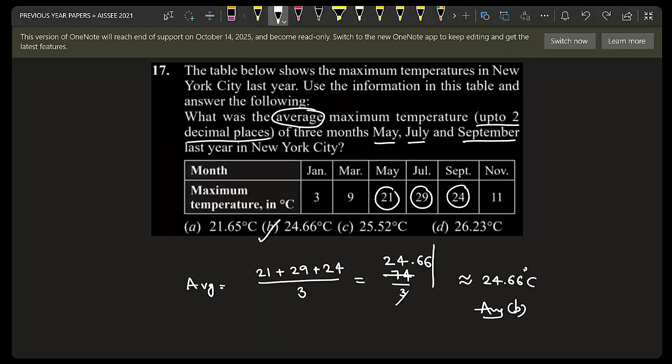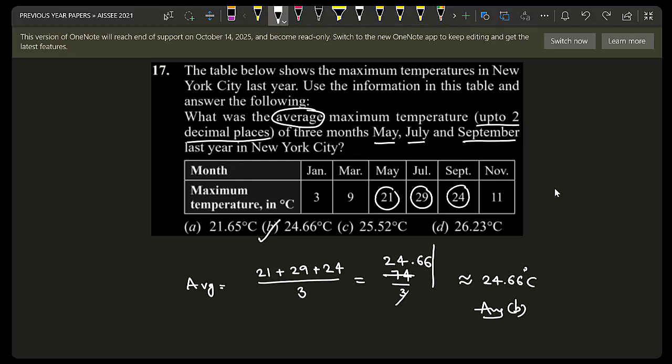Vihan? Sir, what is the 24.66 degrees Celsius? After the decimal, you don't call it 66. After the decimal, each digit you have to call separately. 24.66. Sir, what does this symbol before 24.66 mean? Approximately equal to. It is not exactly equal to. Okay, sir. Approximately.